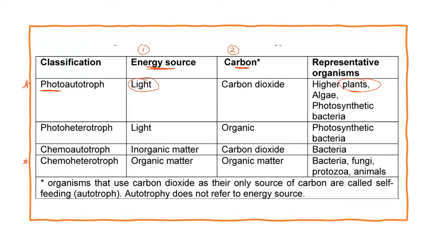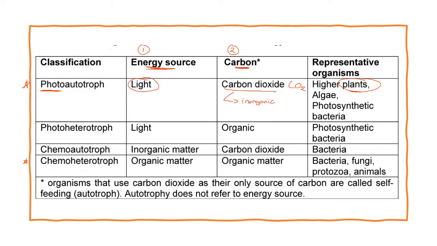For photoautotrophs, where do they get their carbon source? Remember, all organisms need to get energy, and the atoms to make their own macromolecules. Where do these photoautotrophs get their carbon? Well, they get it from carbon dioxide. And like I said before, carbon dioxide is inorganic. It's an inorganic form of carbon.